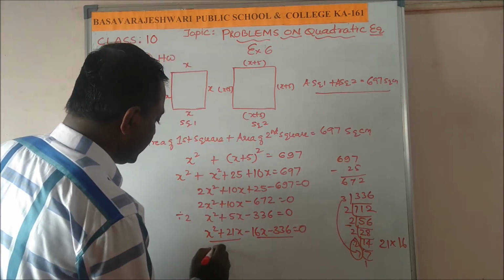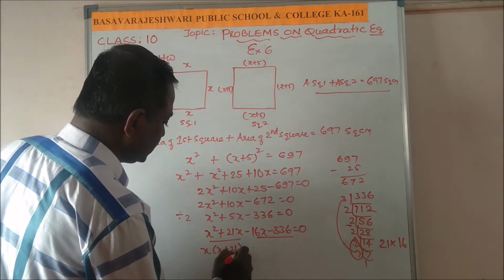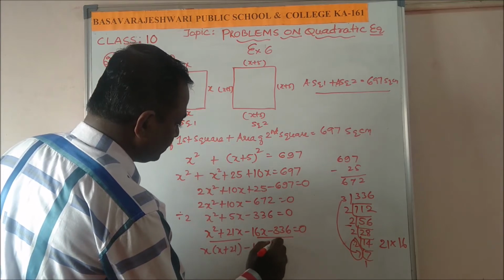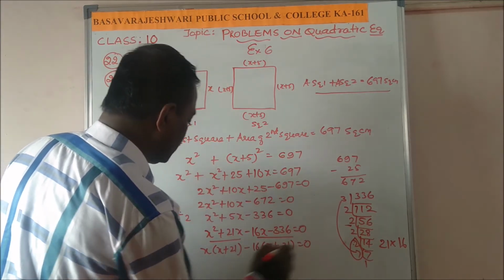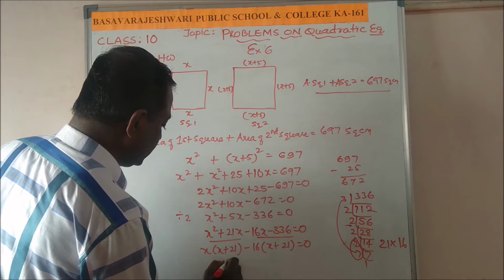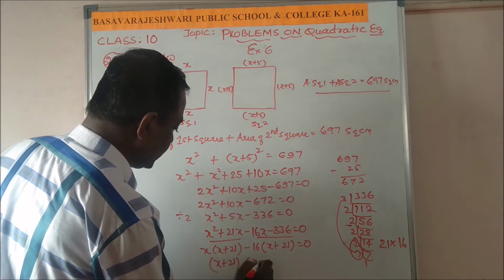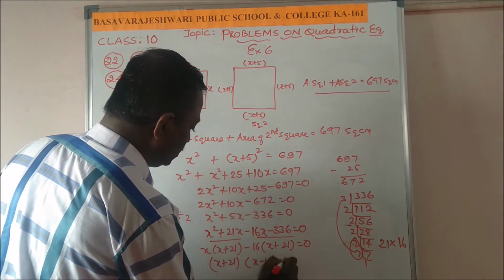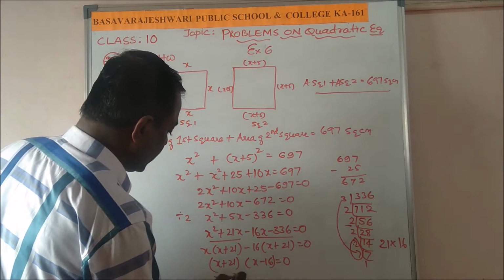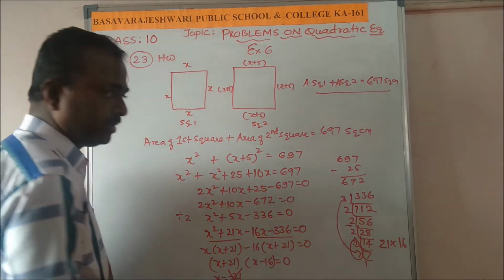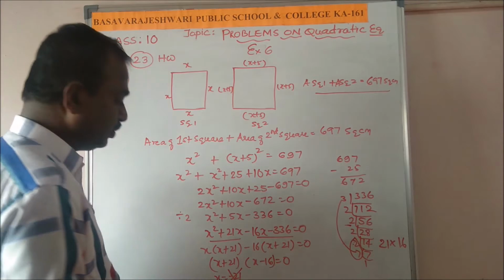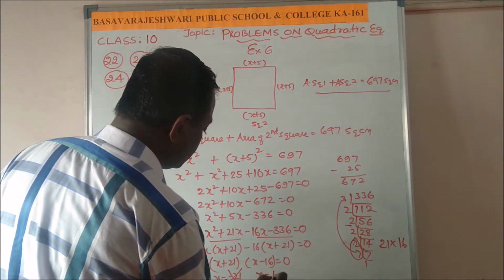So what is common value? x plus 21 in the first case, minus 16 common, x plus 21 in the second case. So x plus 21 is common factor here. x plus 21, what remains? x minus 16 is equal to 0. x is equal to minus 21. We have to neglect it because sides will not be negative. So x is equal to 16.